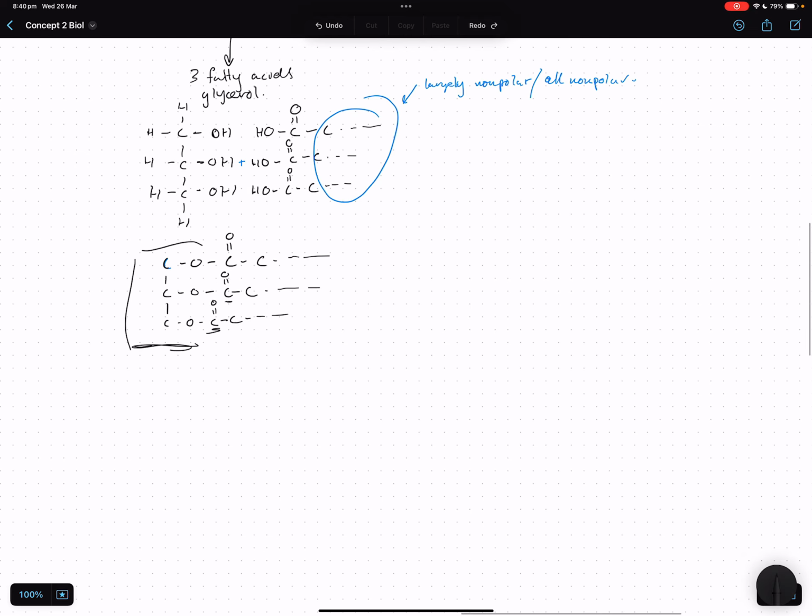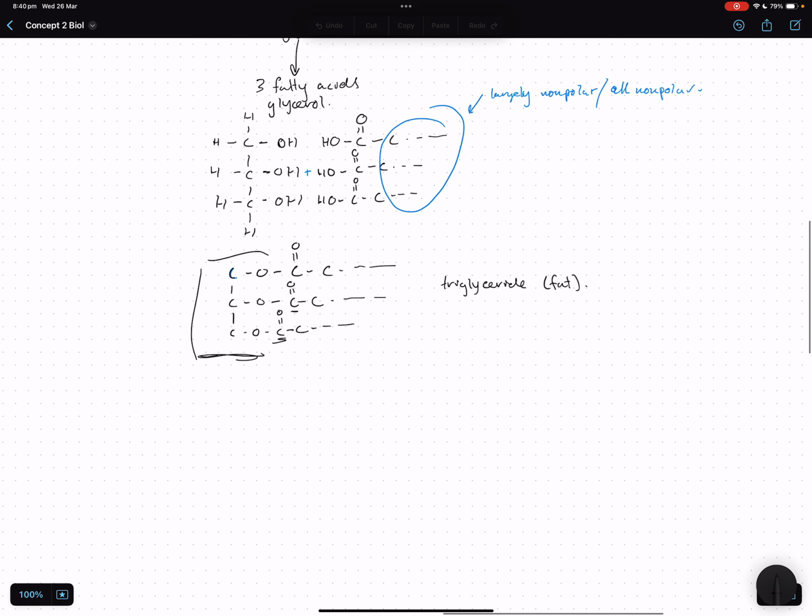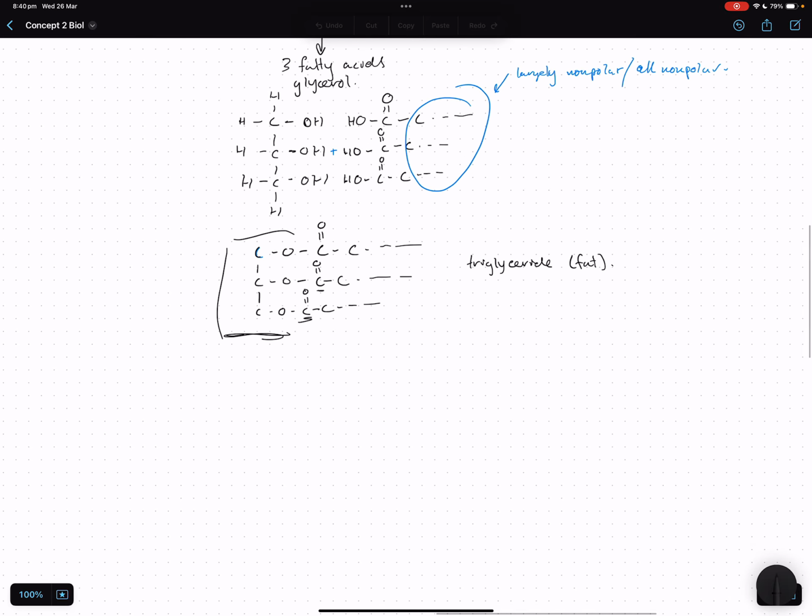So this is a triglyceride, or a fat. Yeah, that's basically what a fat is.